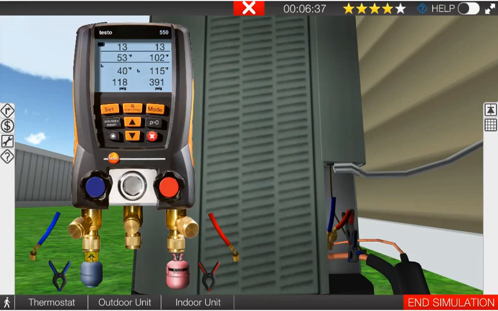The first thing you should do when you arrive at a call that has inadequate cooling is check that filter and make sure that the coil and the filter are clean before you throw your gauges on the system.